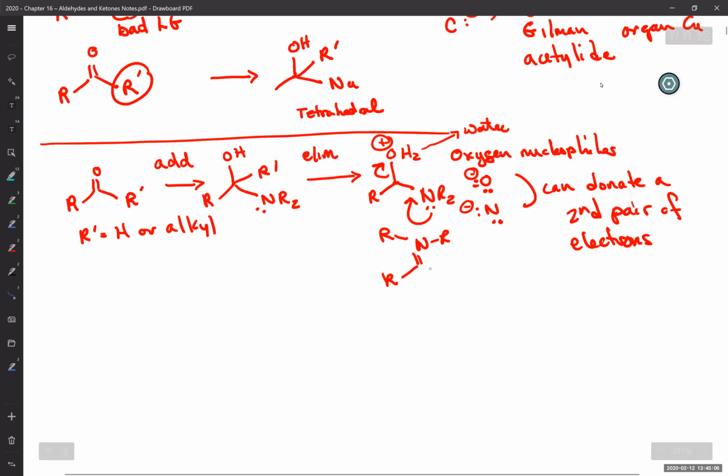Kind of missed the nitrogen there. Let me redo that. I'm trying to not take up a lot of space. Oh, I lost my R prime. That's an R prime right there. And then usually one of these R groups, so it doesn't have to be, but usually one of the R groups is a hydrogen, and we deprotonate it. One of these is typically a hydrogen.